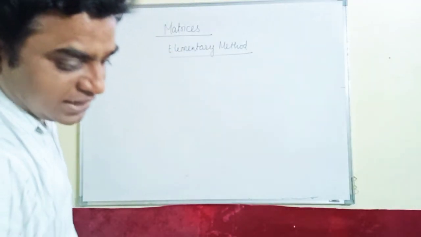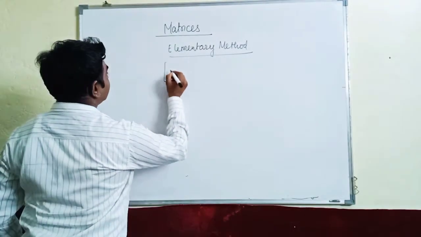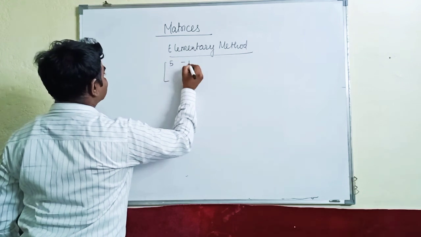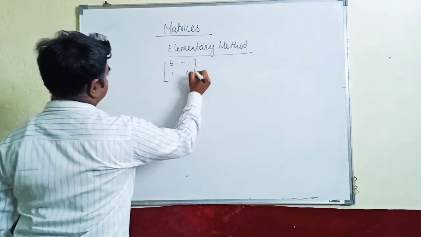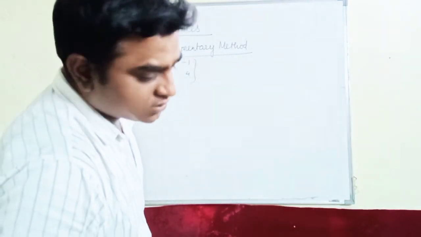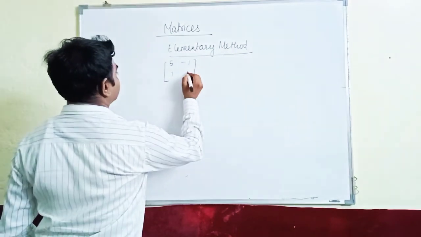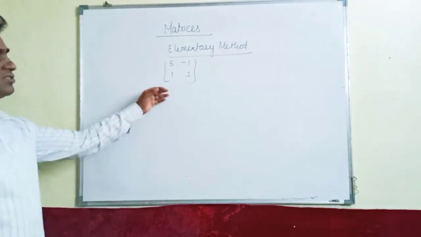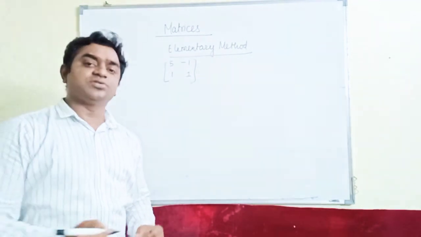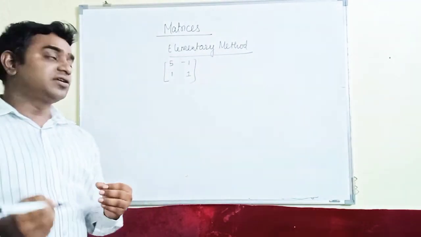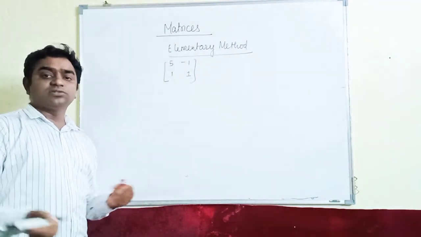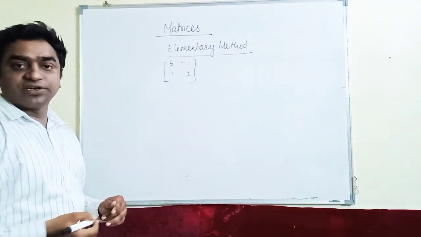Like 5, minus 1. Okay, good. There is a question 5, minus 1, 1 and 4. I will check the question. No, here it is 1. Okay, 1. Why did I pick this question? Because I have the solution. I have the answer, so it will be easy to check. Otherwise it will take time.